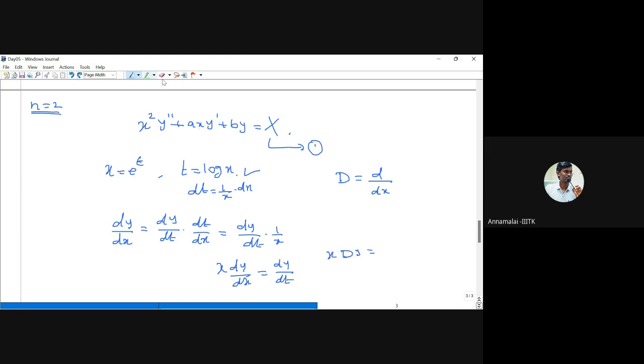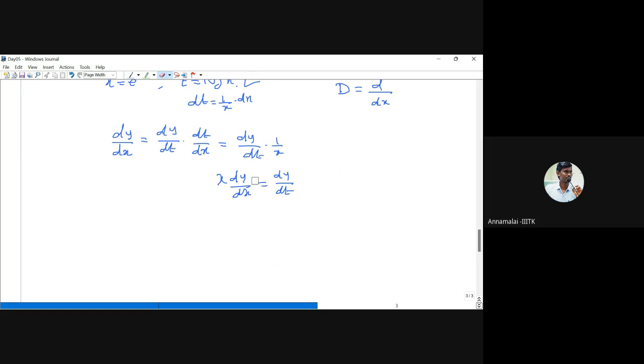So what is the equation? If you take this substitution x equal to e power t, this is the method. You directly substitute x equal to e power t, t equal to log x. This equation reduces to an equation in terms of y and t. So simply I can write d into d minus 1.